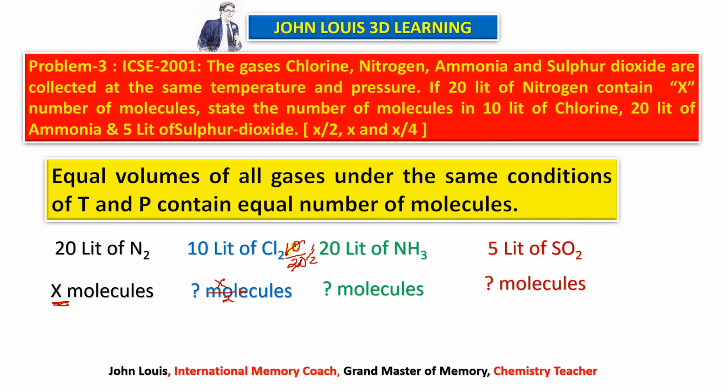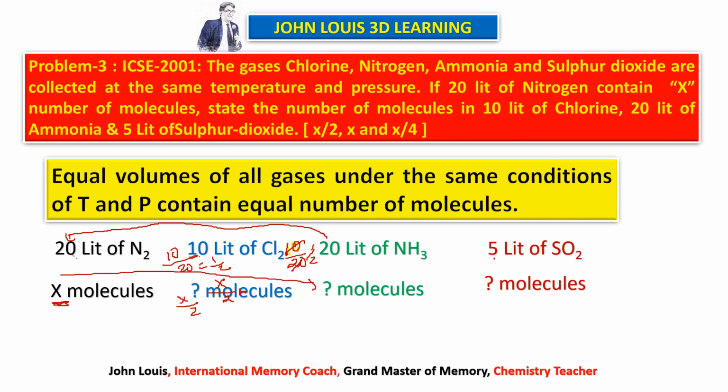Okay, here 20 liters of ammonia, how many molecules does it have? 5 liters of sulfur dioxide has how many molecules? How can this be found out? So, equal volume of all gases will have the same number of molecules. Suppose this is 20 liters, this is 20 liters, this is 20 liters, this is also 20 liters. Everything will have an equal number of molecules, X molecules. But here chlorine is only 10 liters, that is half of 20 liters. Therefore, 10 by 20 is equal to 1 by 2. So, half of the molecules. Therefore, X becomes X by 2 molecules here.